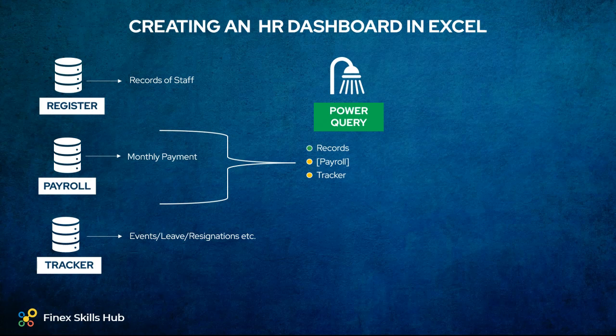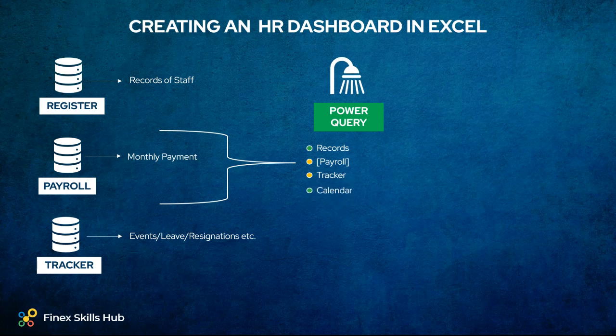Now, you notice that the records query is in green. This is a typical dimension table. This is where we'll draw our filters, so we'll be able to break down by department and all those other details that we want to break down our calculations with. Then the payroll and then the tracker queries will be our fact tables.